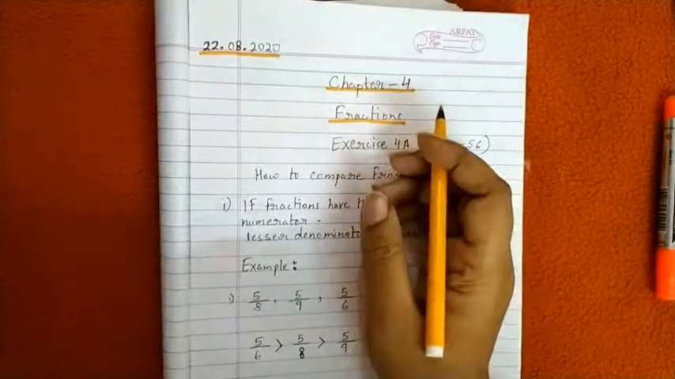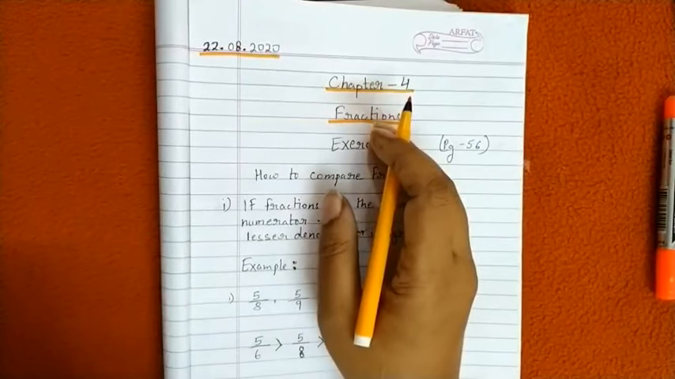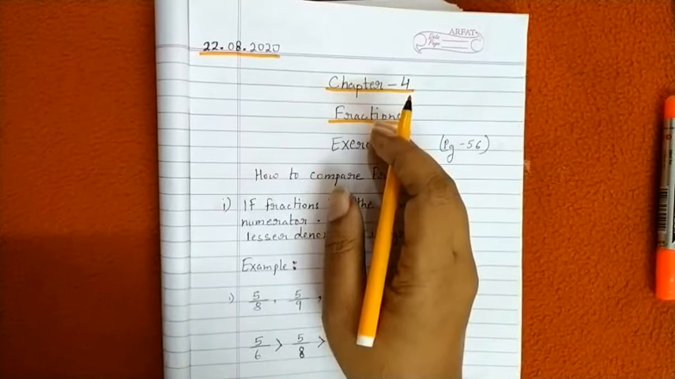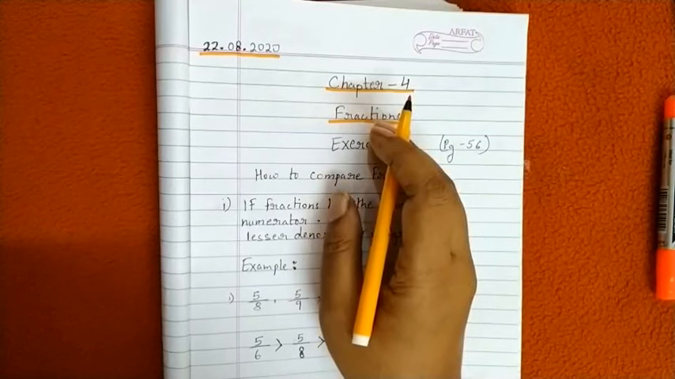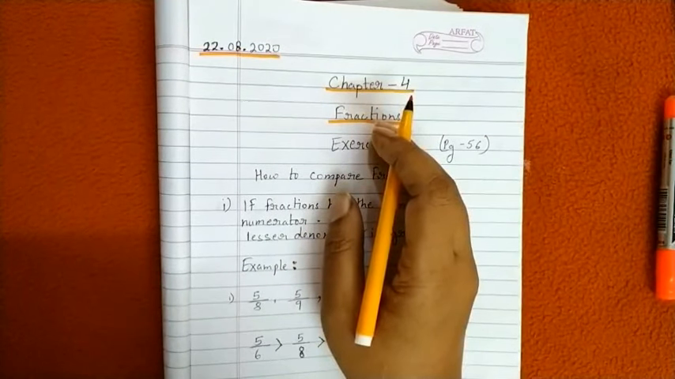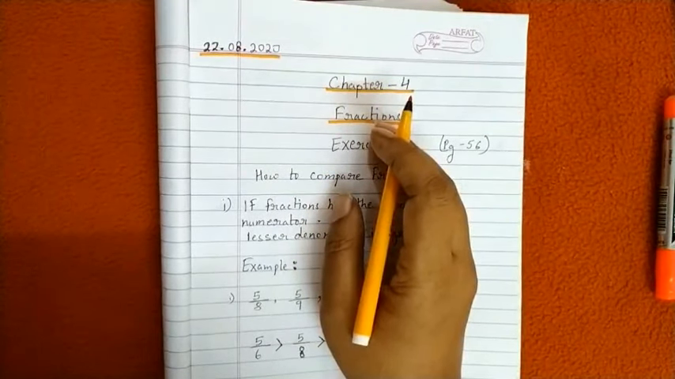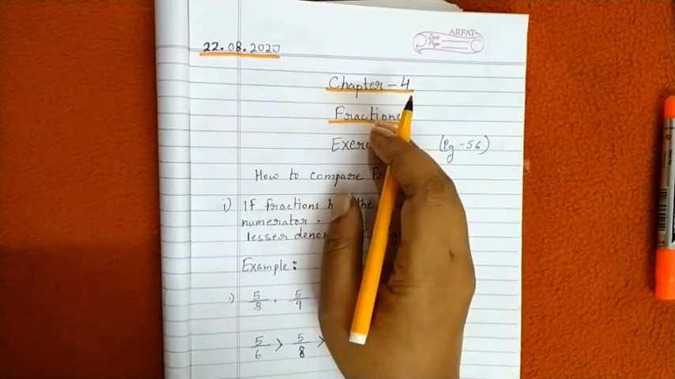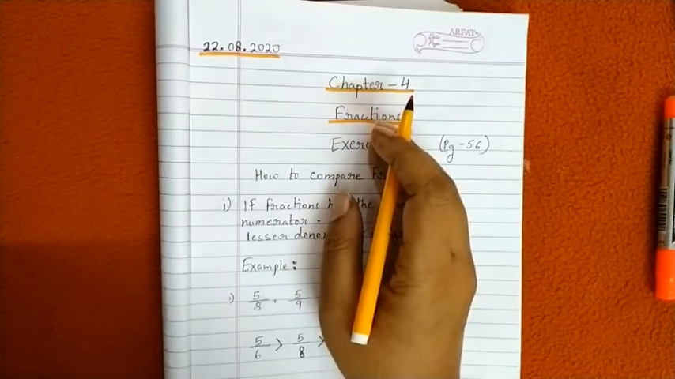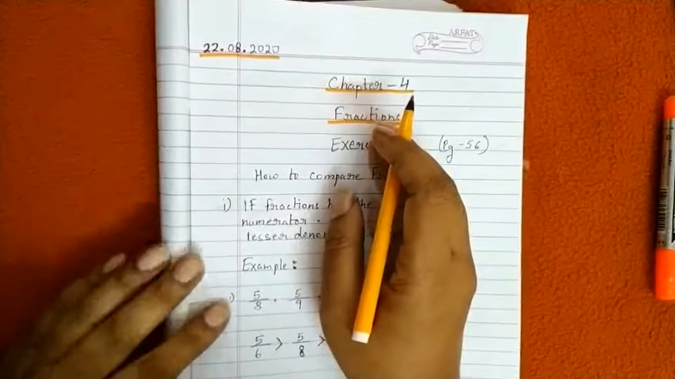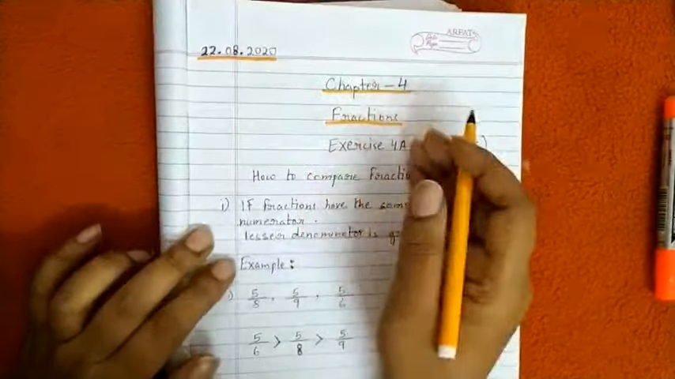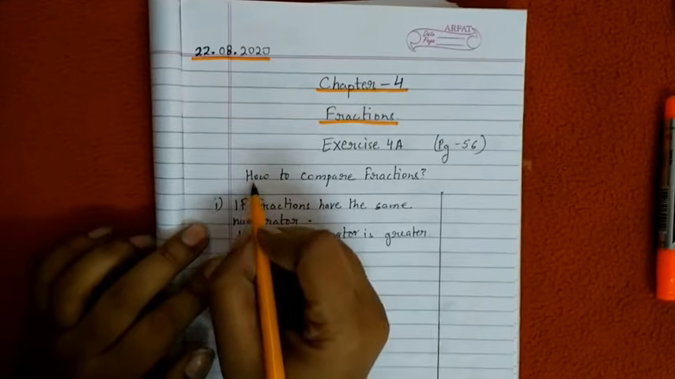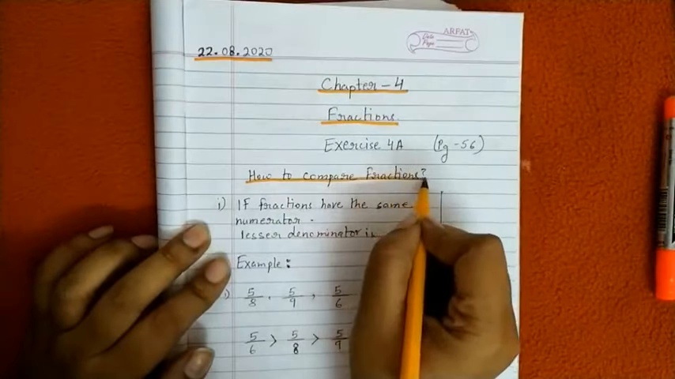Yes, and till now we have done what is a fraction, types of fractions, how to bring fractions to their simplest form, how to change an improper fraction into a mixed fraction, and how to change a mixed fraction into an improper fraction. In our last class we did equivalent fractions. Yes, children. In today's class we are going to start with how to compare fractions.